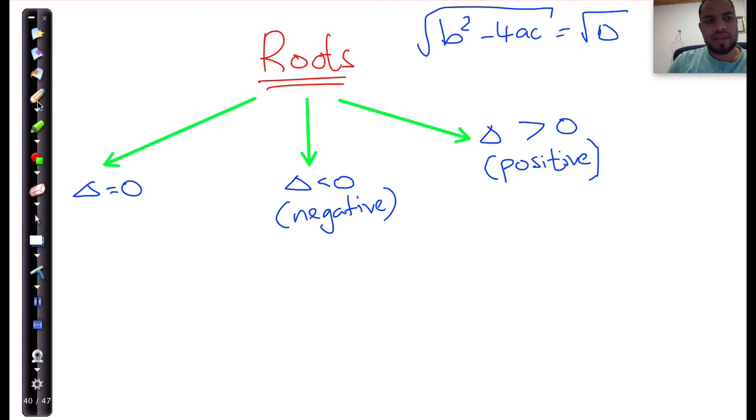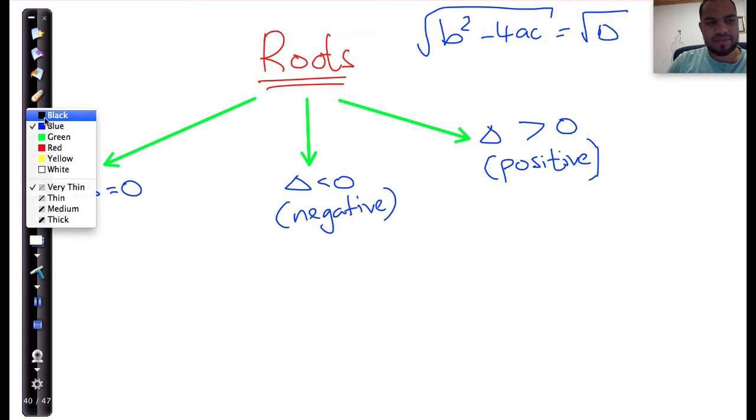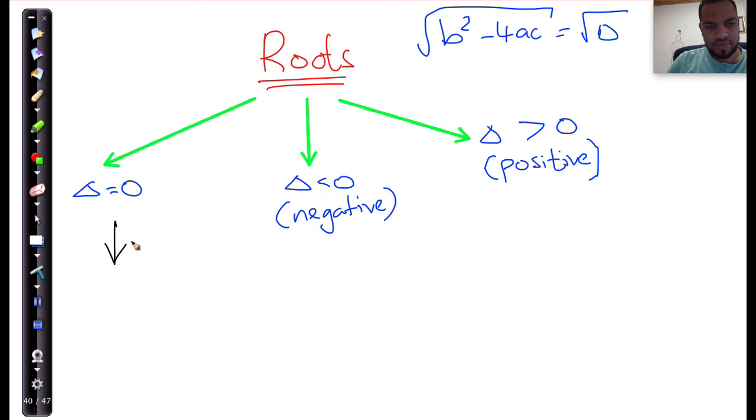Well, if delta is equal to 0, then the roots will be equal. We've seen this before. And it will also be rational. That's very important. It will be rational.